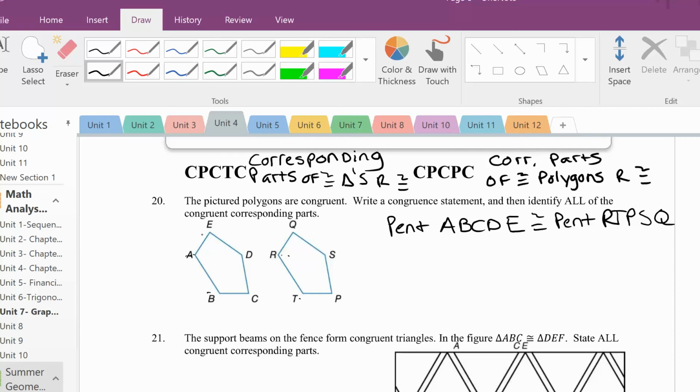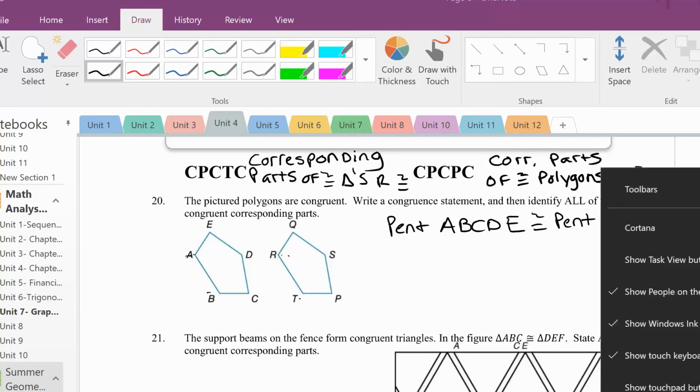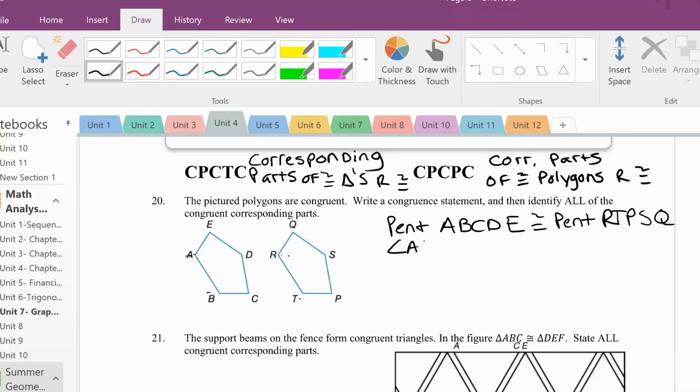All right, so then the corresponding parts that are congruent, you have angle A is congruent to angle R. Angle B is congruent to angle T. Angle C is congruent to angle P. Angle D is congruent to angle S. And angle E is congruent to angle Q.